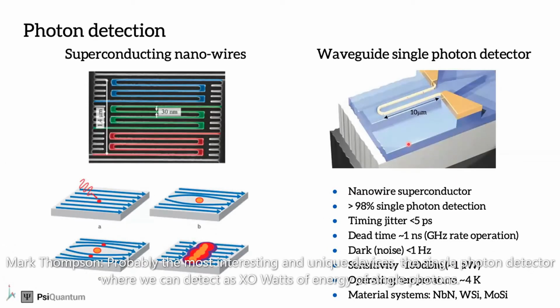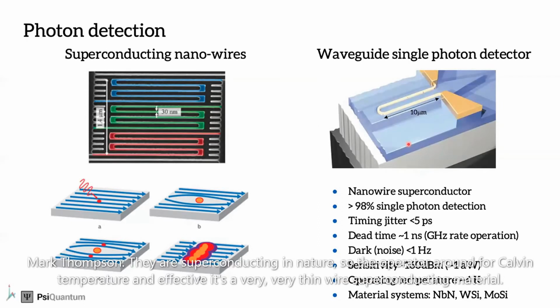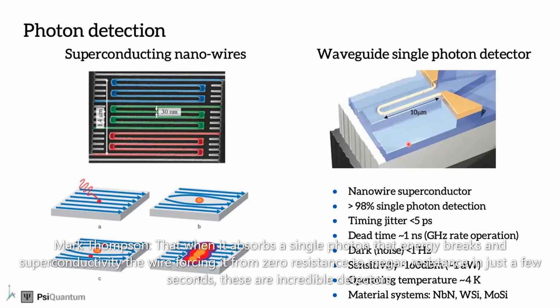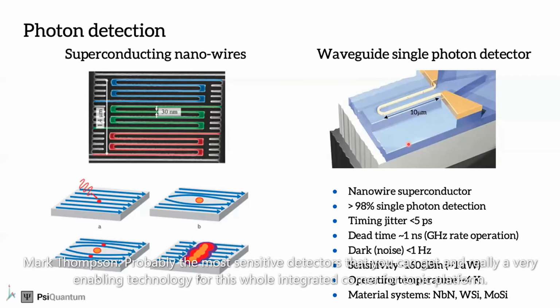Probably the most interesting and unique device is the single photon detector, where we can detect just attowatts of energy of single photons. They are superconducting in nature, so they operate at around 4 Kelvin in temperature. And effectively, it's a very, very thin wire of superconducting material that when it absorbs a single photon, that energy breaks the superconductivity of the wire, forcing it from zero resistance to mega resistance in just a few picoseconds. These are incredible detectors, probably the most sensitive detectors that you can get, and really a very enabling technology for this whole integrated quantum photonic platform.